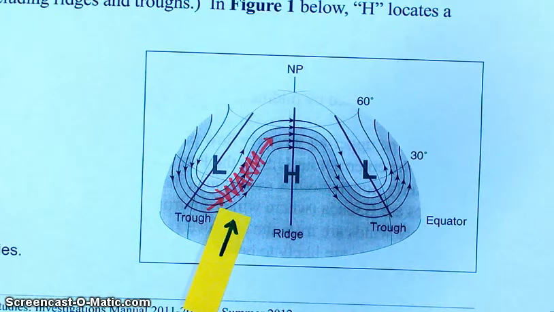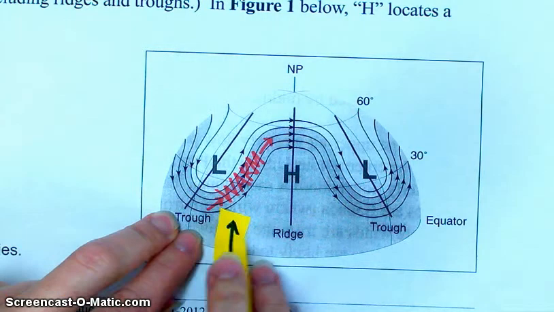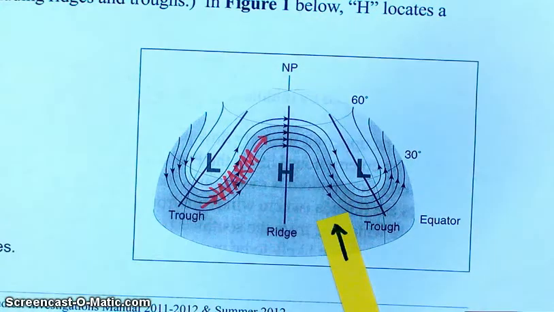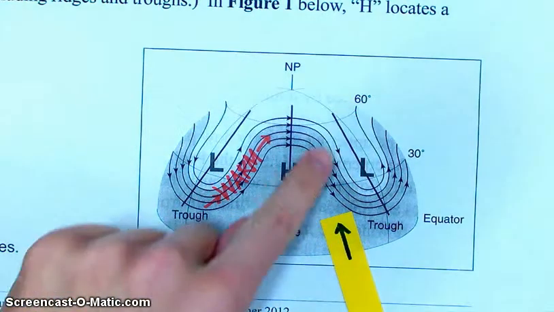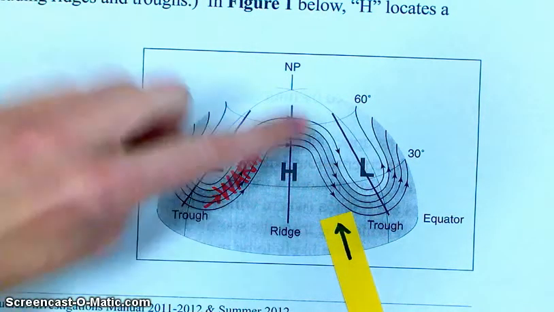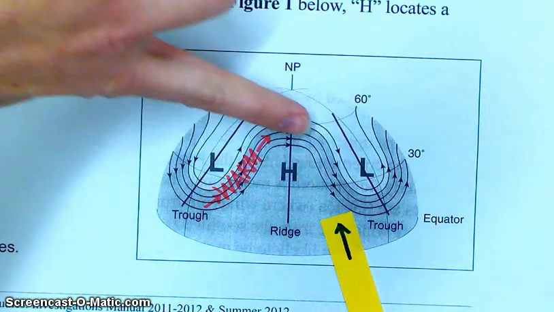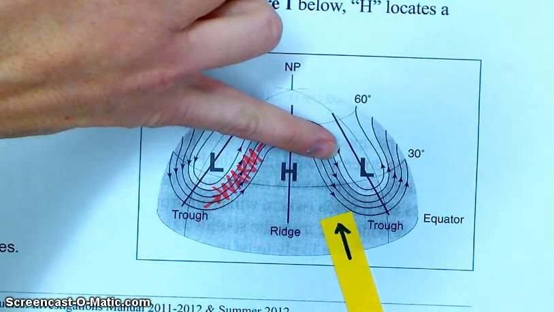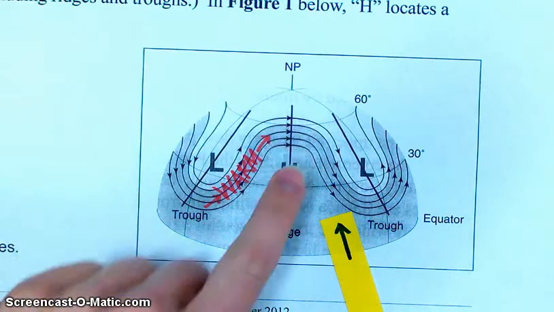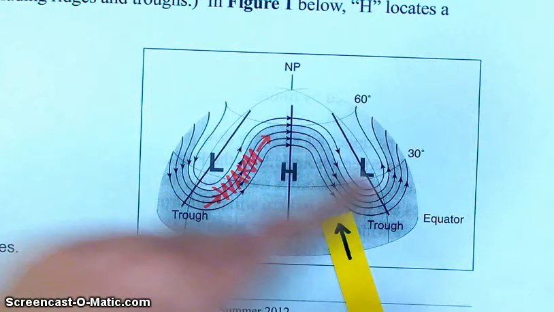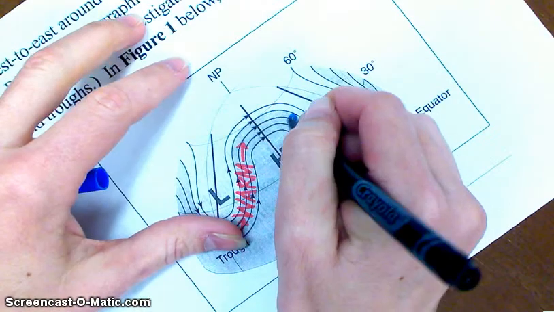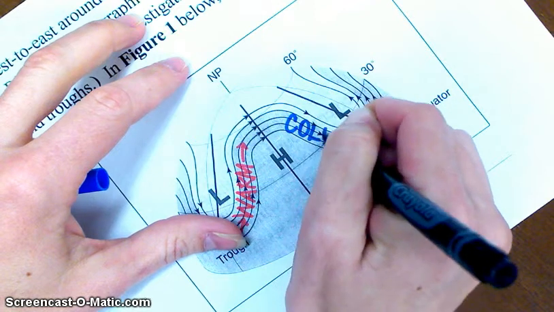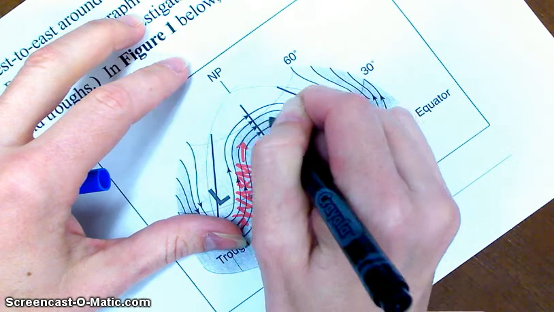And east of the ridgeline, over here, winds are from the northwest, which is a cold weather direction. So if you're in a location that's over here, you're experiencing this jet stream helping bring in cold air because it's coming from the northwest flowing to the southeast. So we'll label that cold.